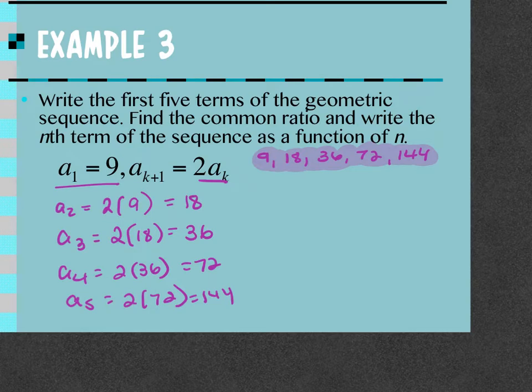Second part says find the common ratio. So what would I get when I divide 18 by 9, 36 by 18, 72 by 36, and 144 by 72? What do I get? 2. So R is 2.